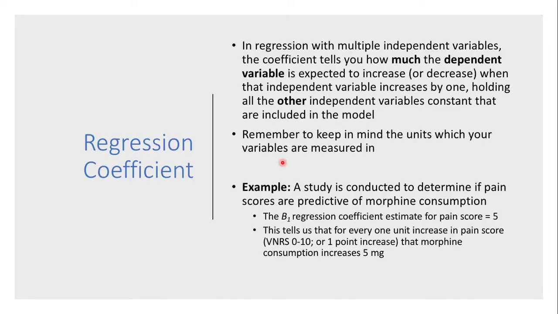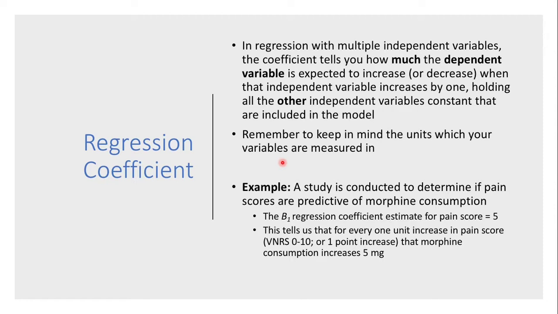So with regression analysis, when you're using multiple independent variables, the coefficient can tell you how much the dependent variable is expected to increase or decrease when the independent variable increases by 1, while you're holding constant, or controlling for, or adjusting for the effects of the other independent variables or predictors within that model. What we're trying to do is model this straight line from our data set. You also have to keep in mind what unit of measure you are using.